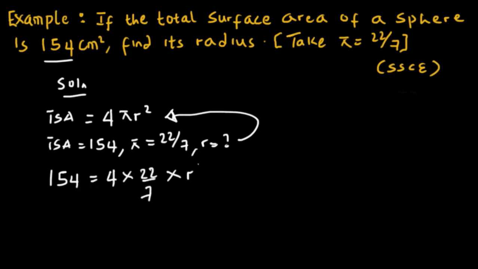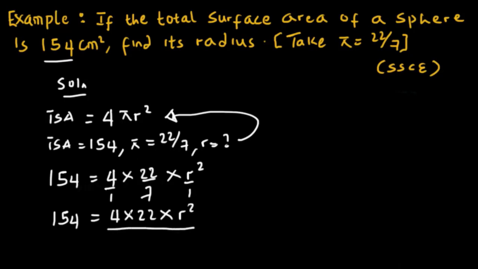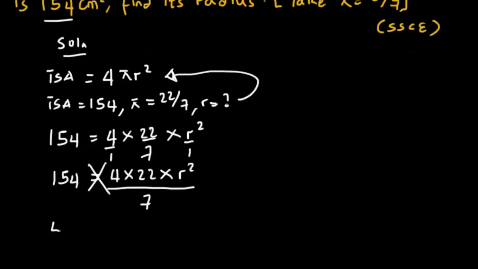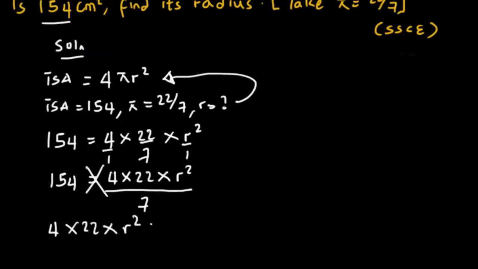I don't know the radius, so r square. Does this make sense? Remember, this is over 1, over 1. Alright, so I can have 154 equals 4 times 22 times r square, all over 1 times 7 times 1, which will give me 7. Now I can cross multiply. Times r square equals 154 times 7.